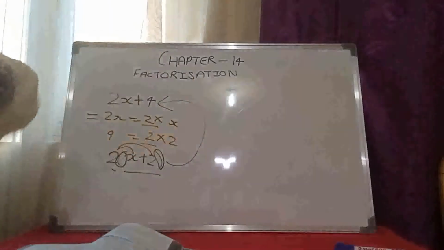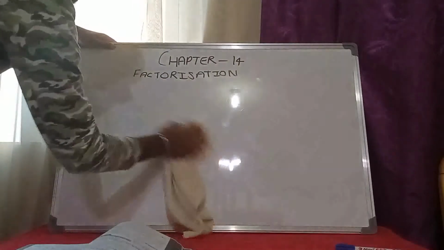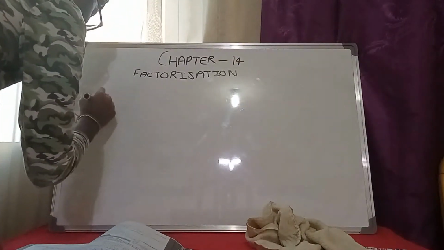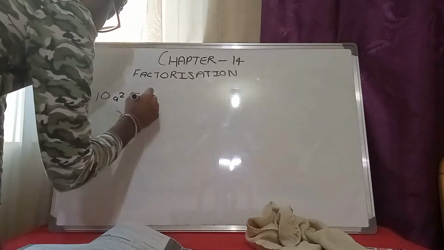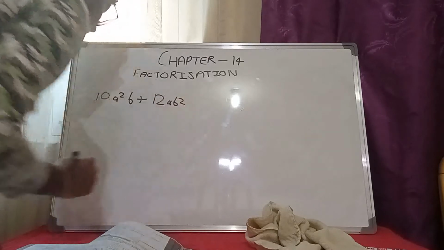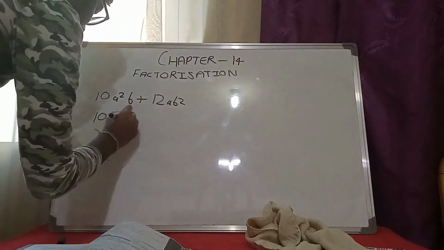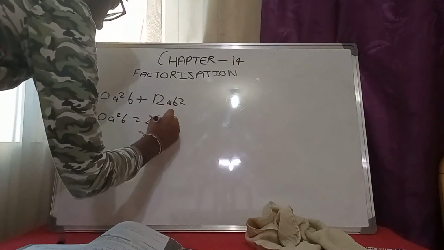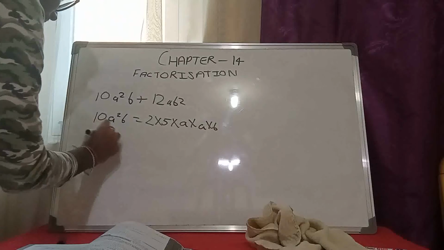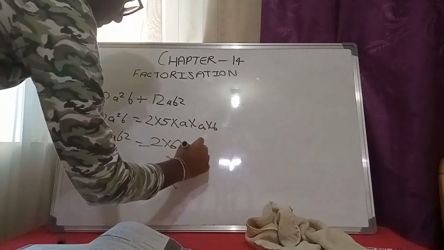Now we will be seeing another example using common factors. For example, we will take 10a square b plus 12ab square. You have to find the common factors of these. So 10a square b equals 2 into 5 into a into a into b. Now 12ab square will be 2 into 6 into a into b into b.